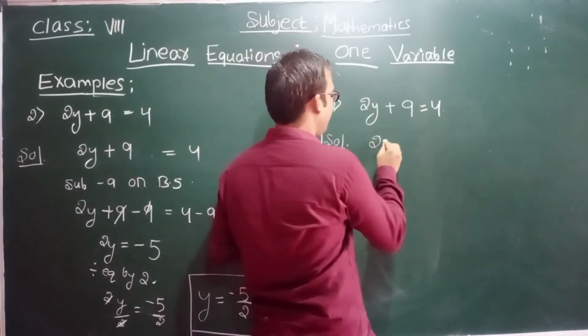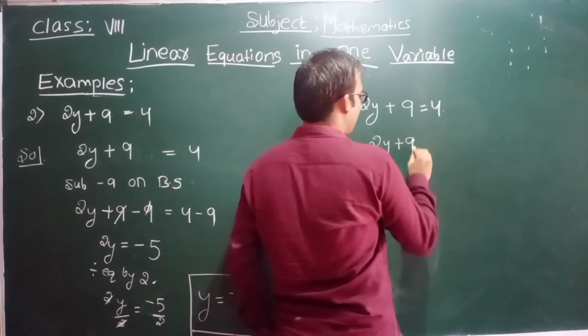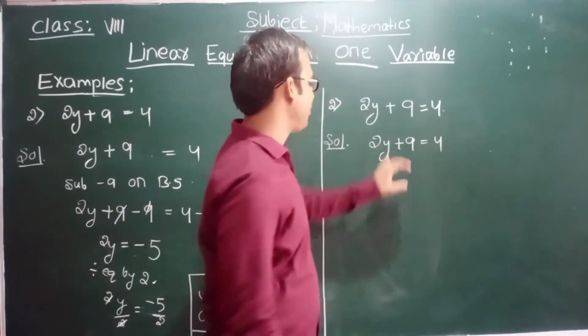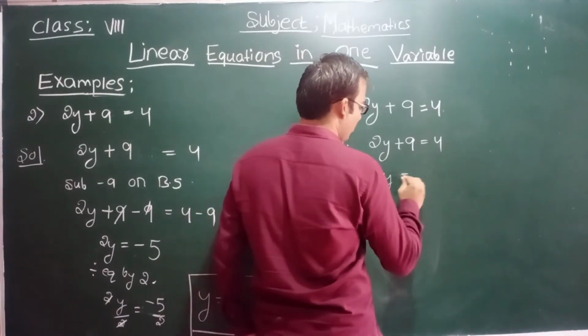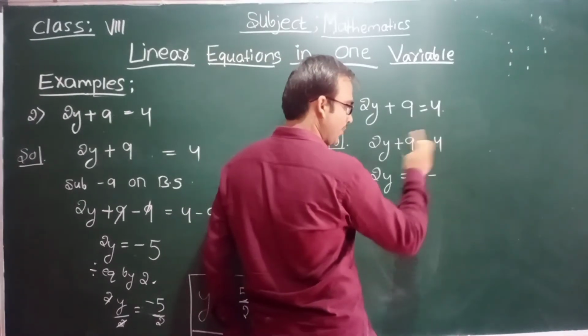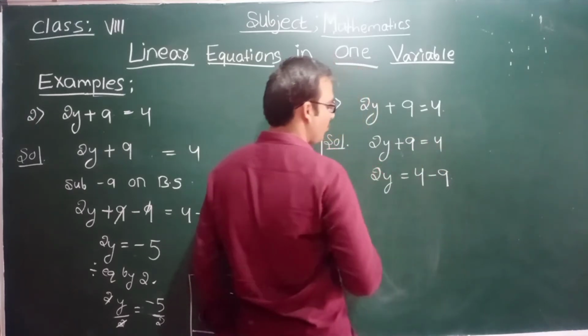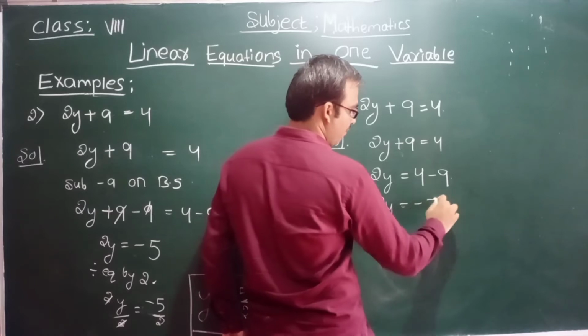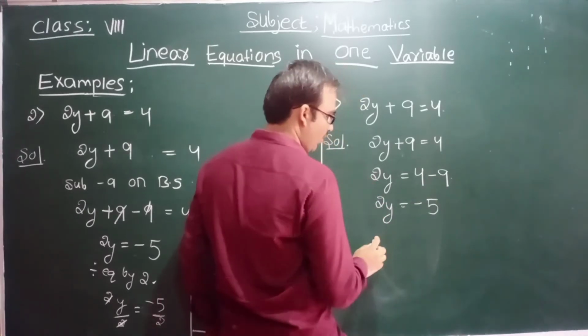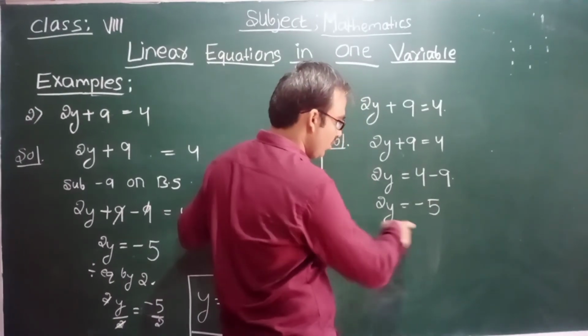Here 2y plus 9 is equal to 4. So transpose this plus 9. 2y is equal to 4, and if plus 9 goes to that side, it will become minus 9. So 2y equals 4 minus 9, which is minus 5.